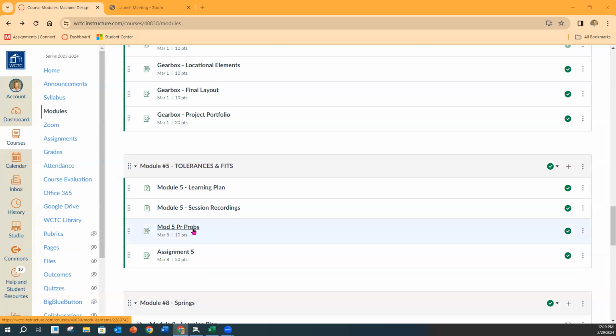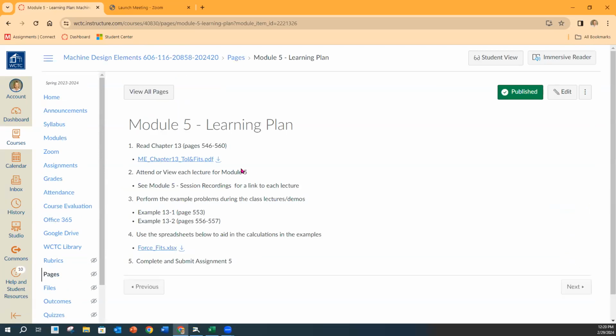The practice problems we're going to be going over here today in class. And then there'll be some applicable application problems that you should be prepared for after doing our practice problems. So I'm going to go up to the learning plan first. You'll notice that we have a PowerPoint presentation here that we're going to be using to guide us through our chapter.